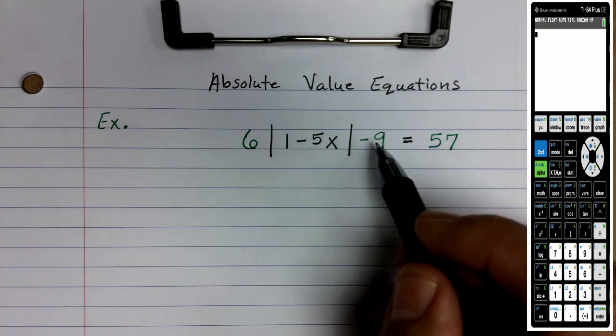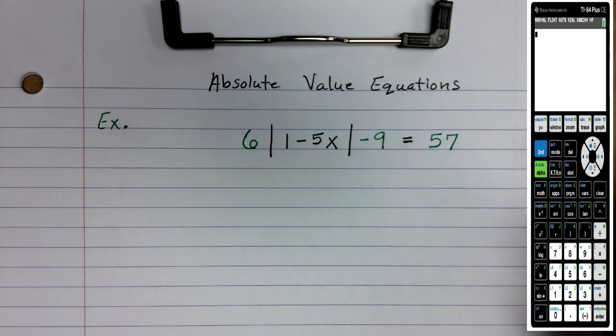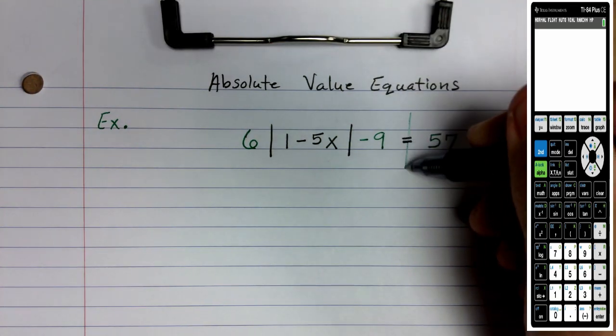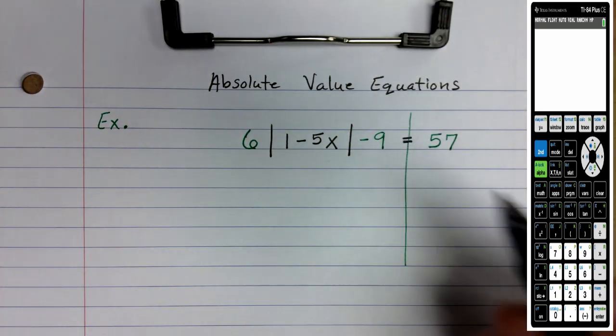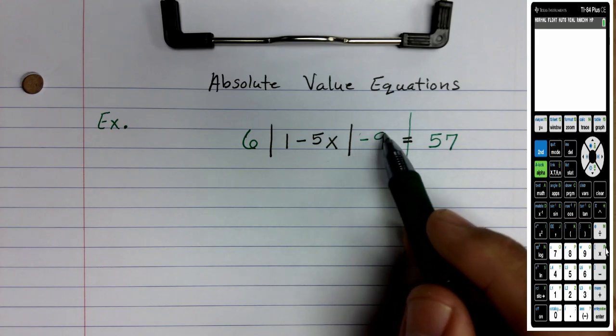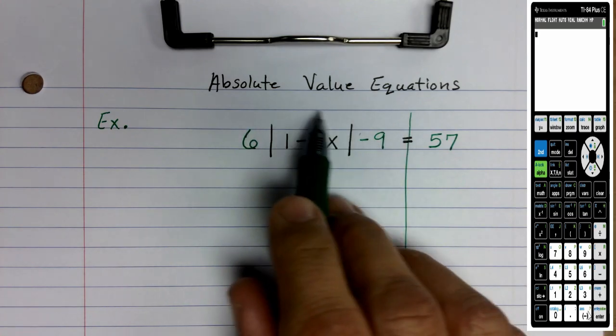So what I would recommend is treat this absolute value expression just as if it were a single variable. In other words, we're going to move everything away from it and try to isolate it before we go any further. To show you what I mean, I'm going to draw a line through my equal sign. I want to take care of this subtraction first, then we'll take care of this multiplication.